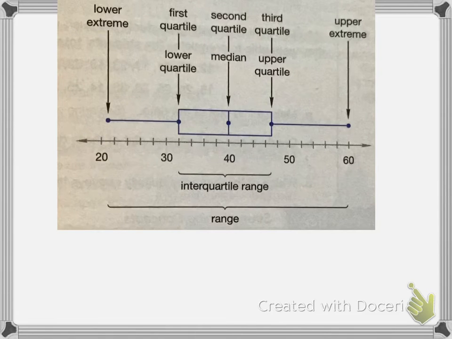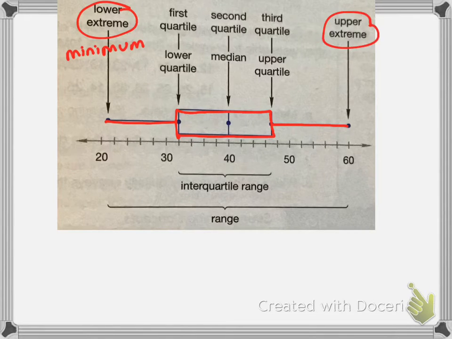All right, so here's an example of a box and whisker plot. Notice that we have a box right here in the middle, and then these things on the ends are called the whiskers. So we have a lower extreme, which is another name for minimum. And we have an upper extreme, which is another name for maximum. So could you find the range by looking at the box and whisker plot? Sure, right? You take your maximum value and subtract your minimum value.